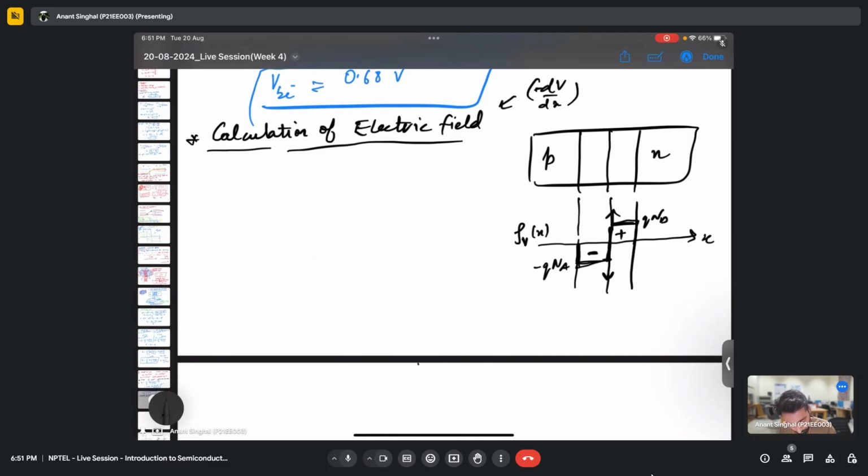I hope this is not getting confusing. Is this clear? We have a uniform Nd for the total N type region. For this region, we only are left with Nd. For this region, we have Na. So Na is mathematically negative and Nd is positive. So this is Q Nd, which is positive, and this is minus Q Na, which is negative.